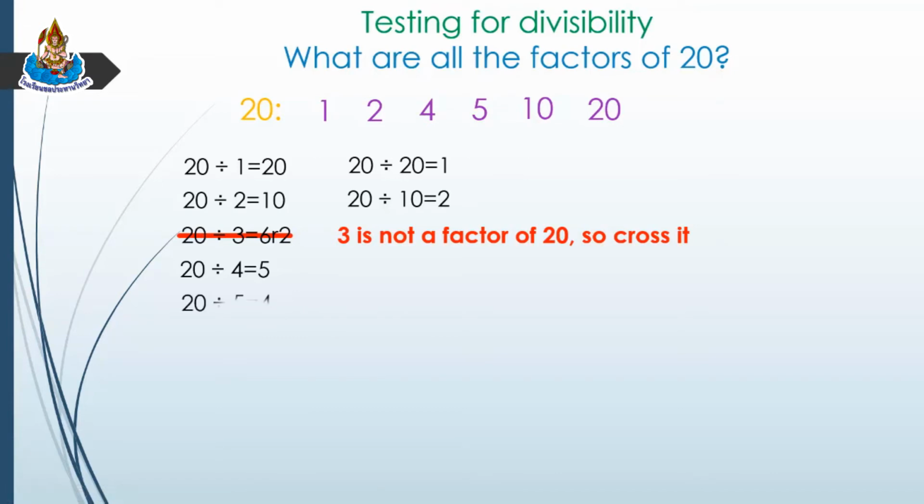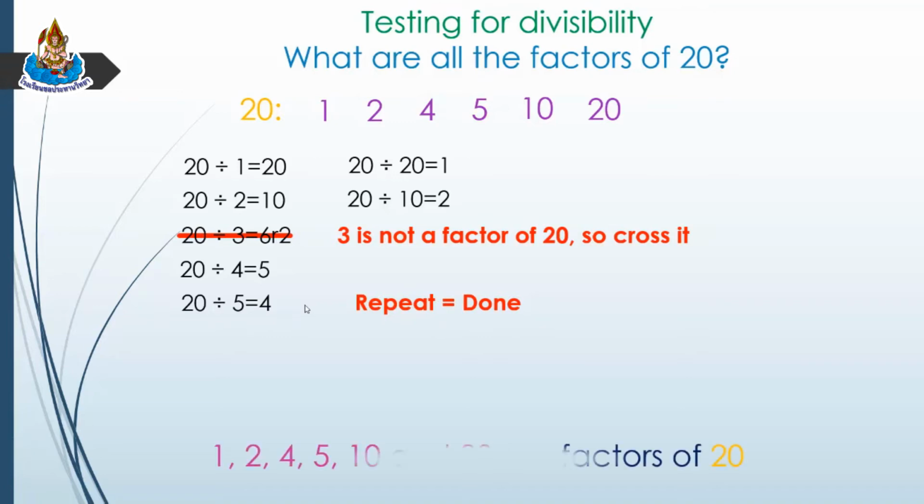Next number is 5. But we already had 5. So when our number repeats, it means we are finished. We already found all the factors of the number. So you see, it's not that long. So the factors of 20 are 1, 2, 4, 5, 10, and 20.